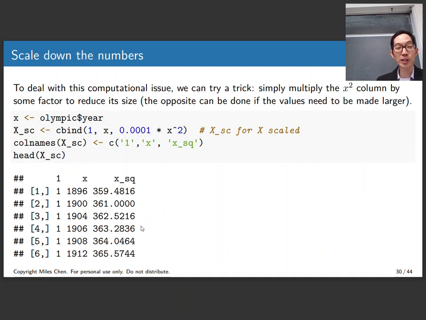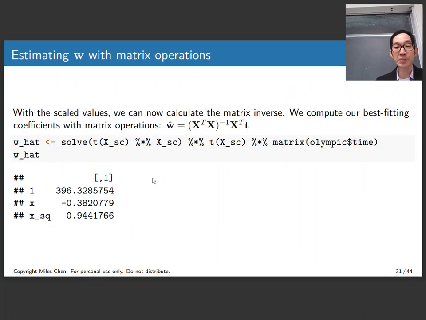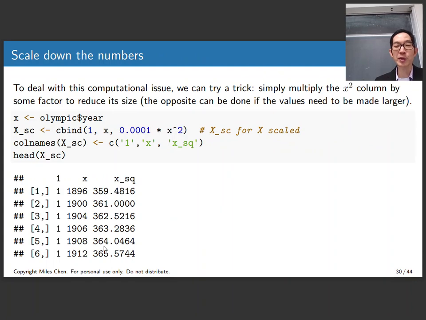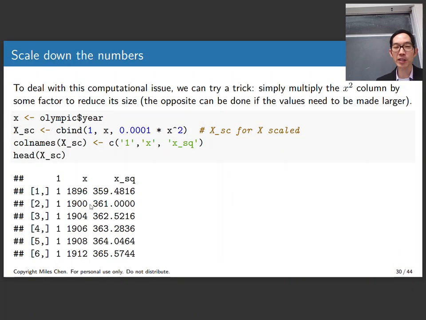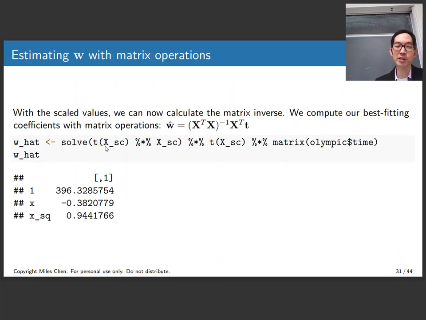I can do this, and now if I take this as my X matrix, I have no problem doing X transpose X inverse, okay? So I'm gonna call this X scaled. This is my X scaled matrix. So I can do X scaled X transpose X inverse times X transpose T, and now I get values, okay? So we just have to keep in mind that this is the X squared values, but scaled down, okay? So now we have no problems.